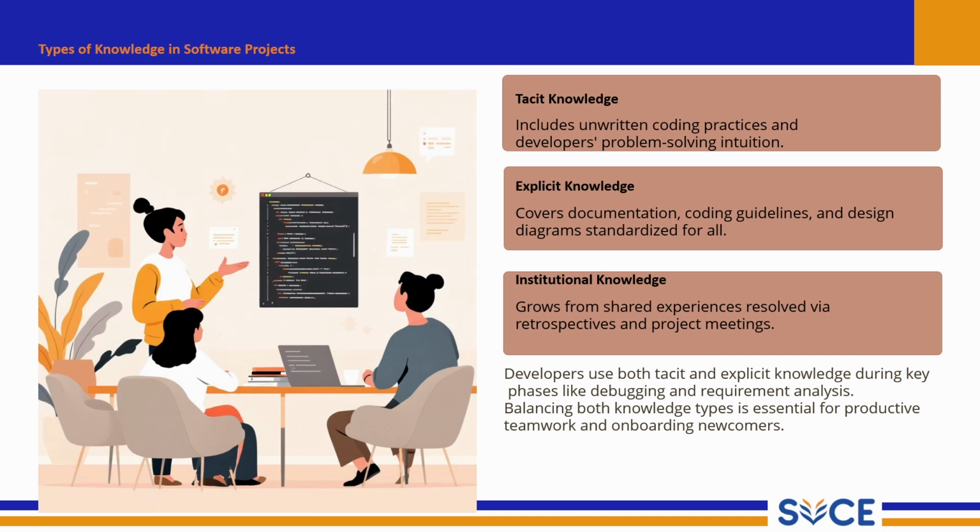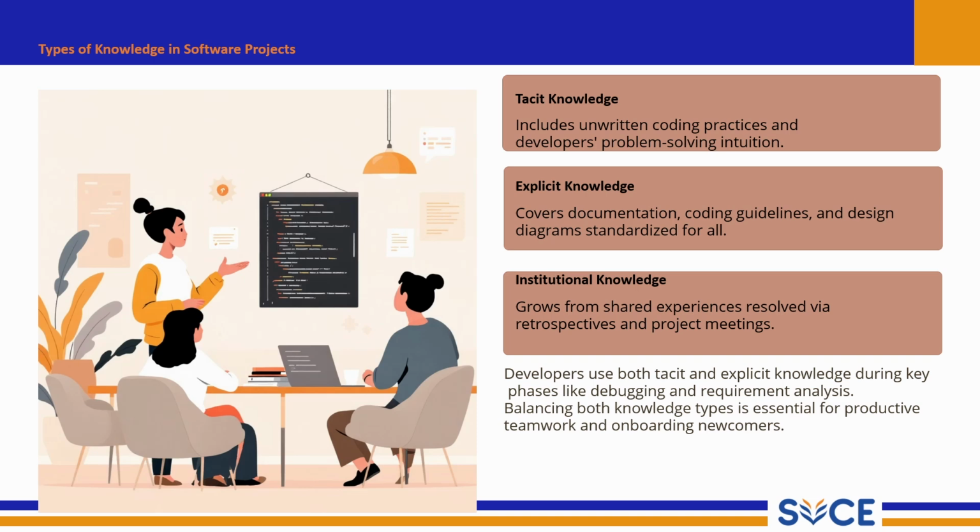Here we will see what are the types of knowledge in the software project. Tacit knowledge includes the unwritten coding practices and developers' problem-solving intuitions. And next one is the explicit knowledge. It covers the documentation, coding guidelines, and design diagrams standardized for all. So we have to maintain everything from the documentation to all the coding guidelines and design diagrams in the explicit knowledge.